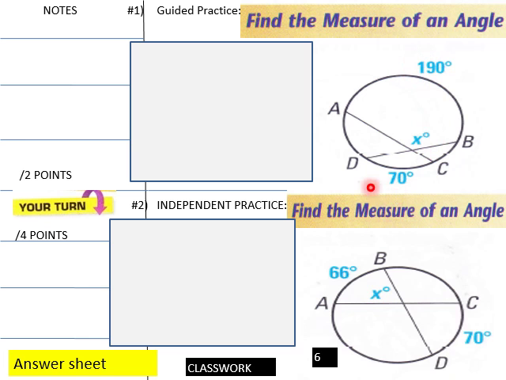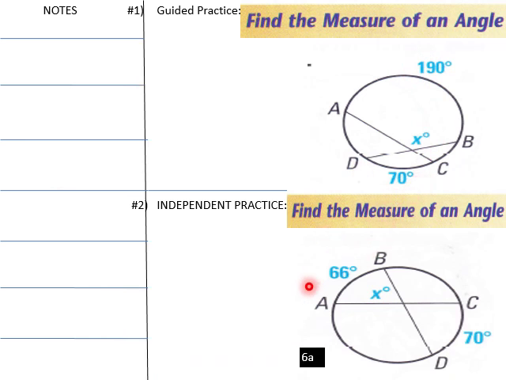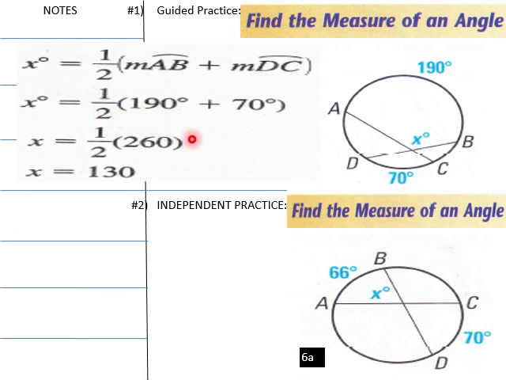So we got 190 and we got a 70, right? So 190 and 70 is 260. We add these two, and then we divide that by 2, we get 130. We get 130 for x degrees here because we know the measure of this arc, and we know the measure of that arc. Down here, I'm going to let you do that unless I pop it up here.